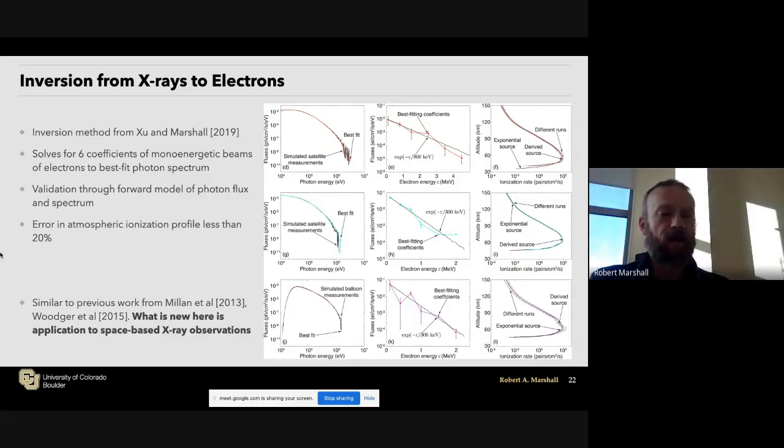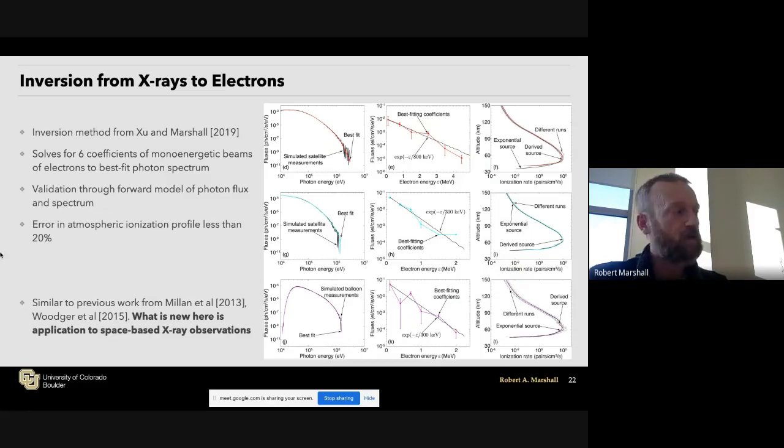Nonetheless, Wei Zhu, the postdoc working with me, has done quite a bit of work to attempt this inversion and show that it's feasible. These plots show, on the left, the photon distribution that we would measure. On the center plot, it's showing the inferred electron distribution in the color plot with error bars on top of the actual energy distribution. So it's doing a reasonable job of inferring that distribution.